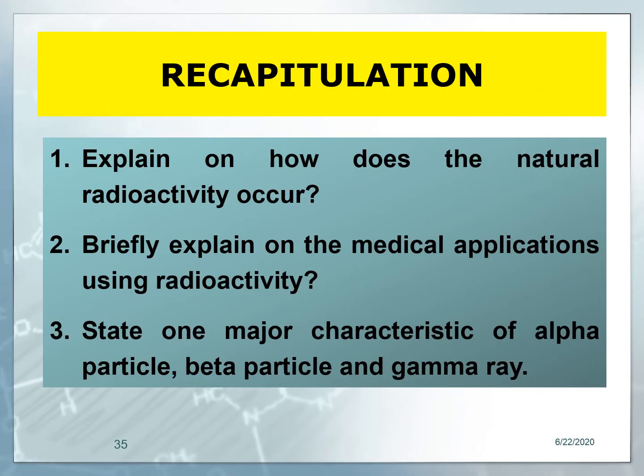As usual, to ensure you understand what we are discussing today, let's do a recapitulation. Students should be able to explain how natural radioactivity occurs. Briefly explain the medical applications using radioactivity. State one major characteristic of alpha particle, beta particle, and gamma ray.